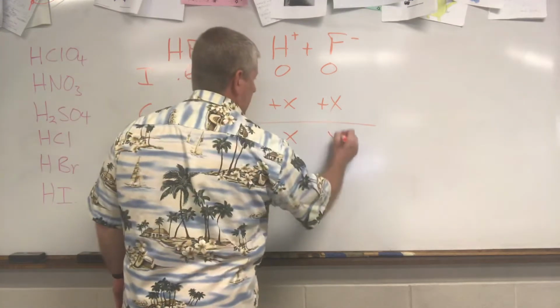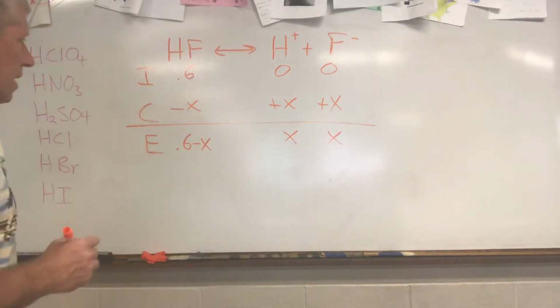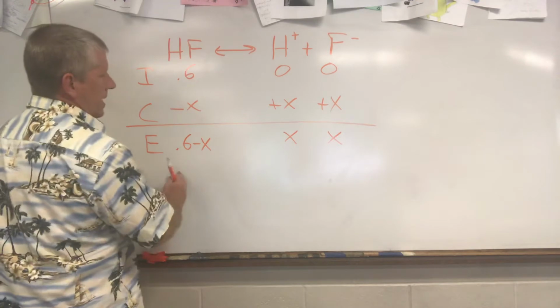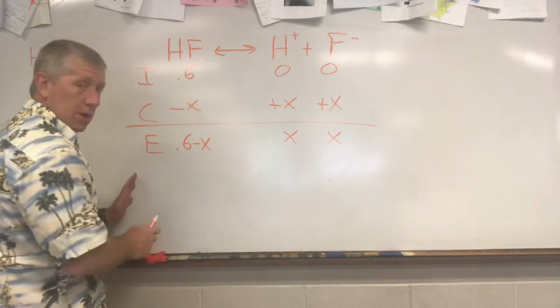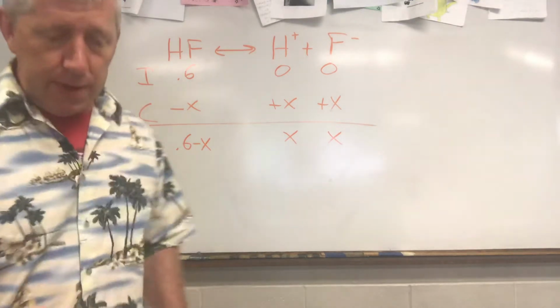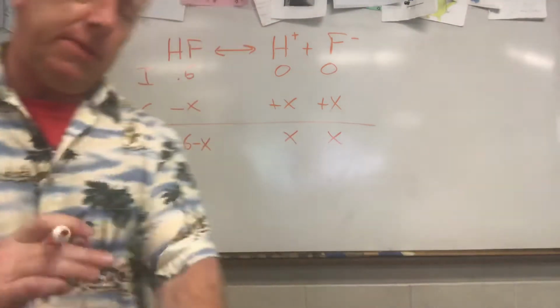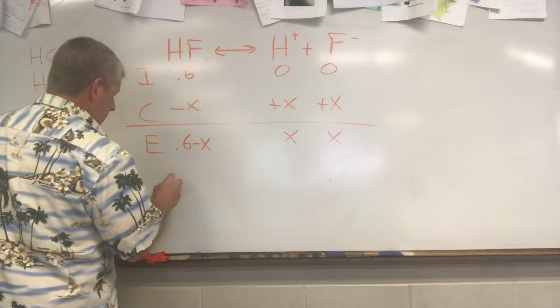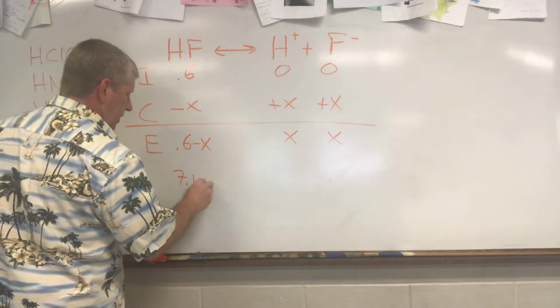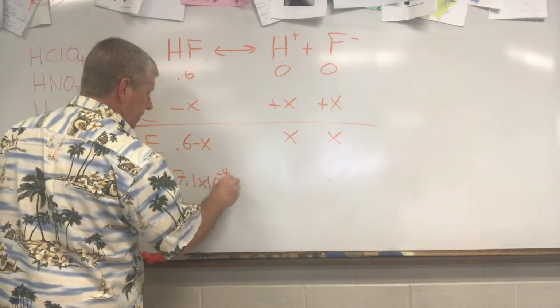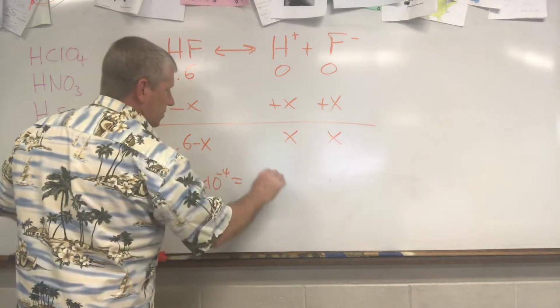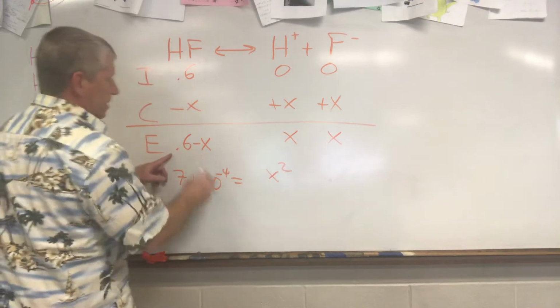X and X. The K expression, remember K equals products over reactants. I need the K value for the hydrofluoric acid, 7.1 times 10 to the negative 4th. So K is 7.1 times 10 to the negative 4th, equals X squared over 0.6 minus X.